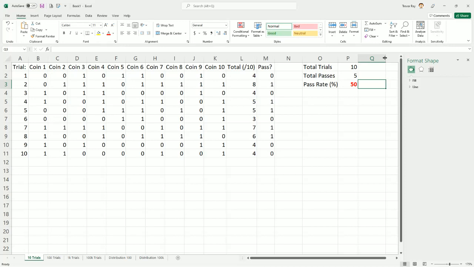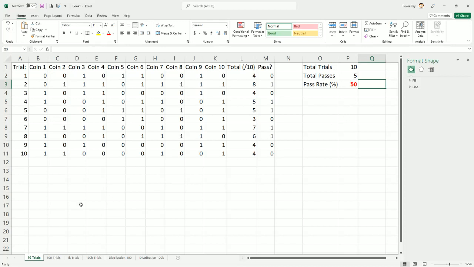So it looks like we're passing a little bit more often than we're not passing. That's interesting. I know most students usually guess 50% of the time you'll pass the quiz and 50% of the time you'll fail. It seems to be a little bit higher than that, but again, this is a small number of trials.